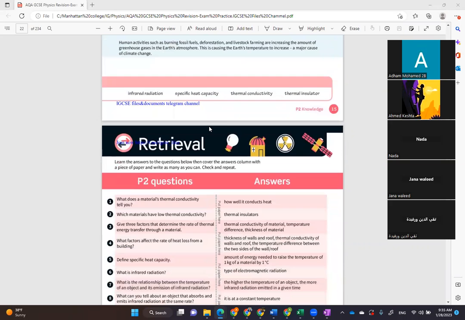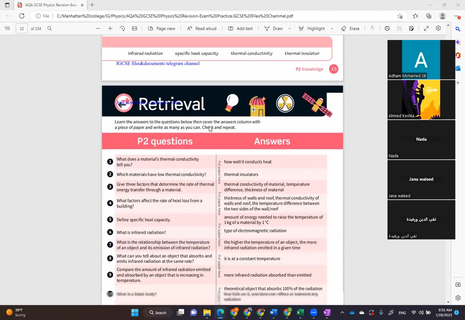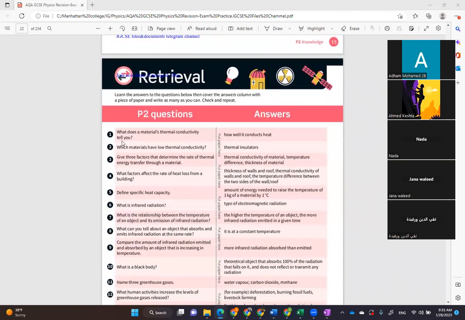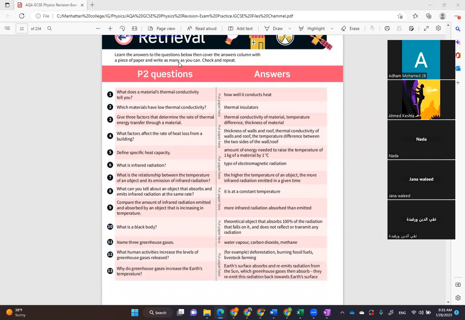So now we're done with the second lesson. We're going to answer some questions. What does a material's thermal conductivity tell you? The material's thermal conductivity gives us information about how this material conducts heat. Okay, I'm going to read an answer to save time. Okay, Ahmed, I got your answer.